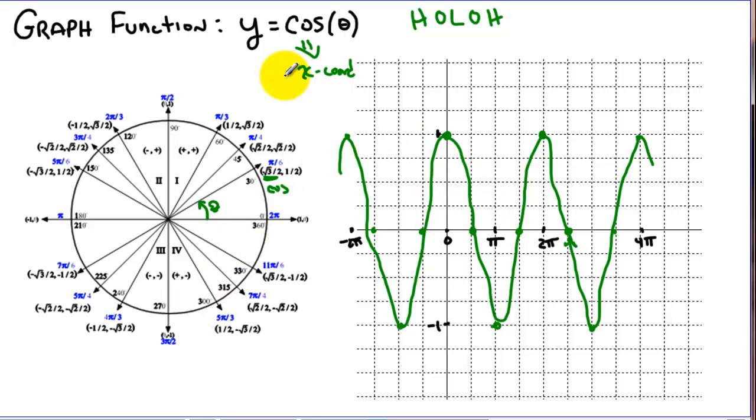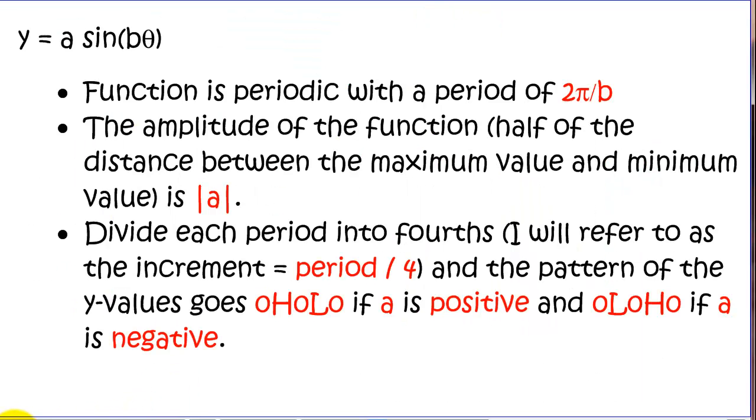And I'm not going to go through it, but the A and the B do the exact same thing. So on these functions, A affects the amplitude. So if you take the absolute value of A, we get our amplitude. The B affects the period, and in fact our period of our function is 2 pi divided by B. And to use our patterns for sine or cosine, we divide the period up into what I call an increment. We divide the period up into fourths, and every one of those increments we change letters here. And if A is positive, we have this pattern, and we flip the pattern if it's negative.